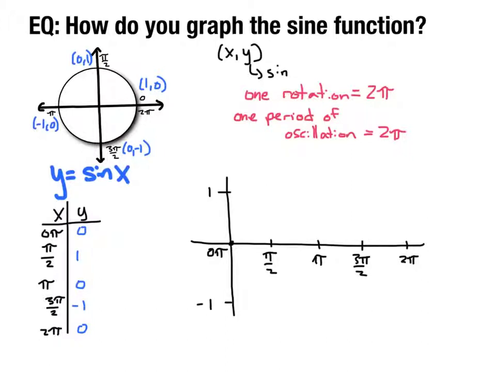Now I'm going to plot all those points. So at 0 pi, we were at 0. At pi over 2, we were at 1. At pi, we were back to 0. 3 pi over 2 was at negative 1. And 2 pi, back to 0. Whenever I connect these with this smooth curve, I get a sine wave. Now this is just one period of the oscillation. This wave actually keeps going and repeating itself over and over and over.